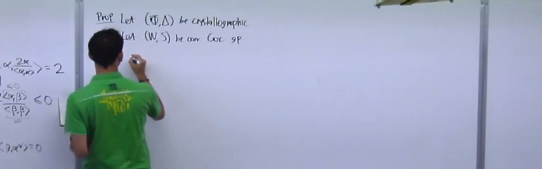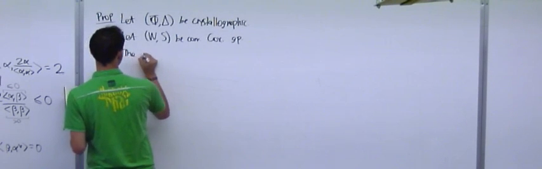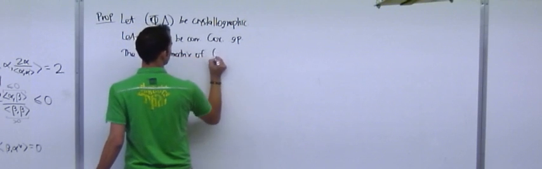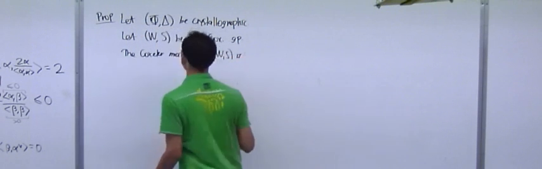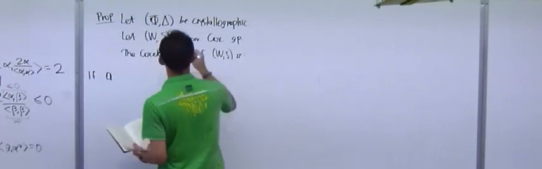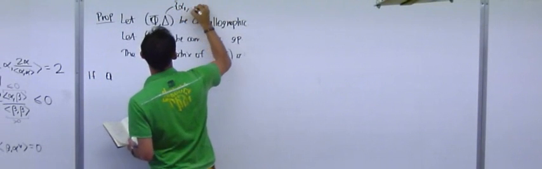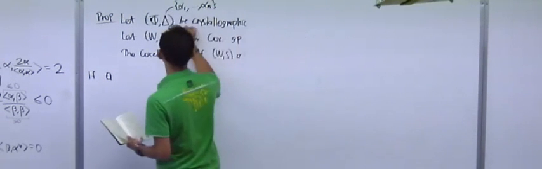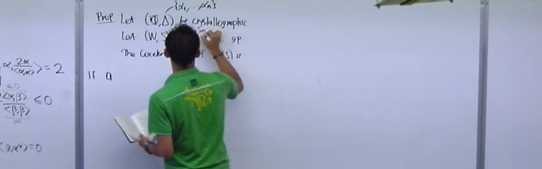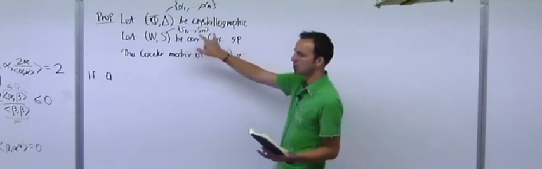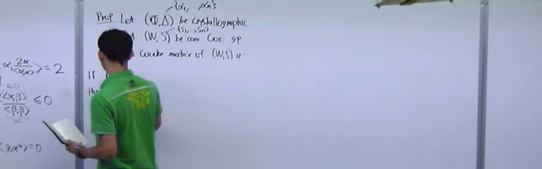Then the Coxeter matrix of W, S is given by, let's call this delta, alpha 1 up to alpha n. So that means that S is going to be S1 up to Sn. And of course, we know that if I want to specify the Coxeter group for you, all I have to tell you is the order of SiSj, which we call mij.